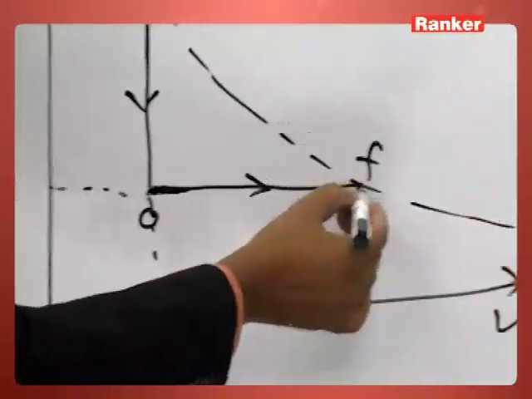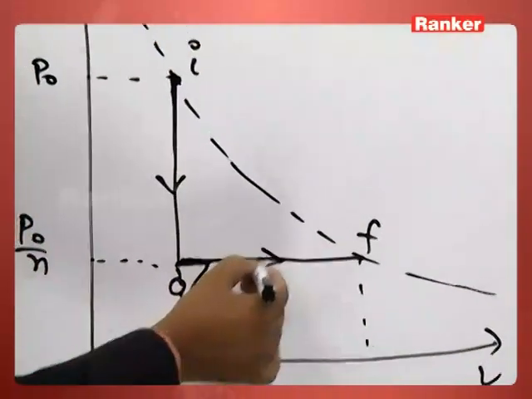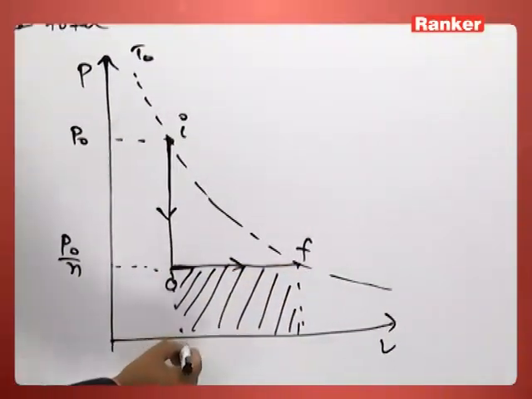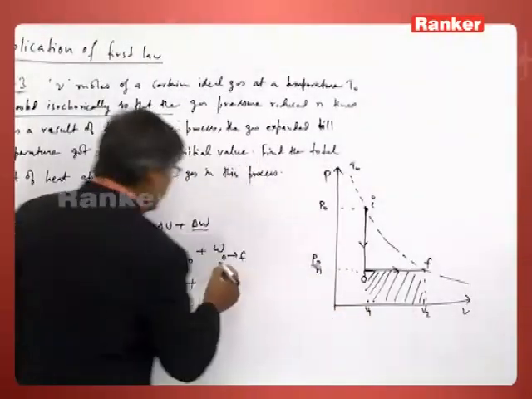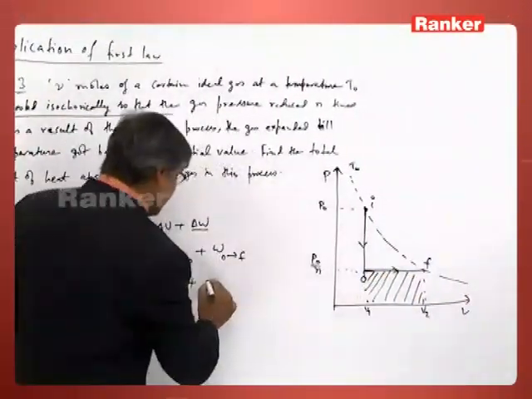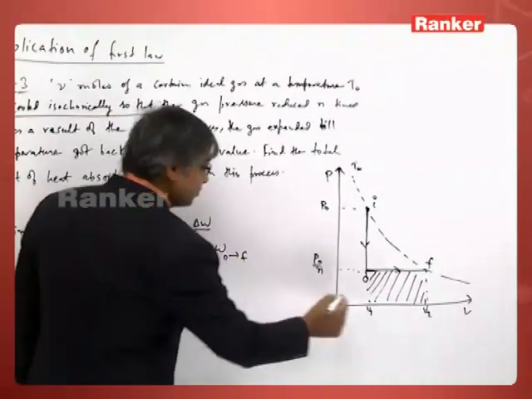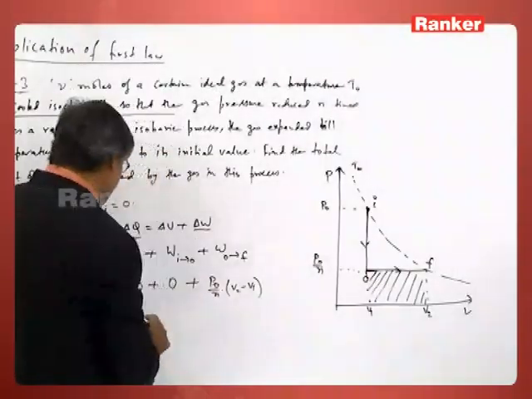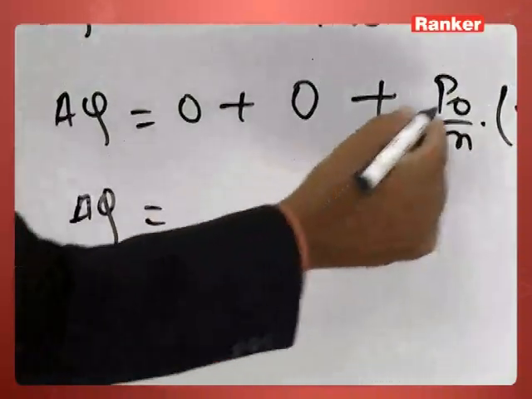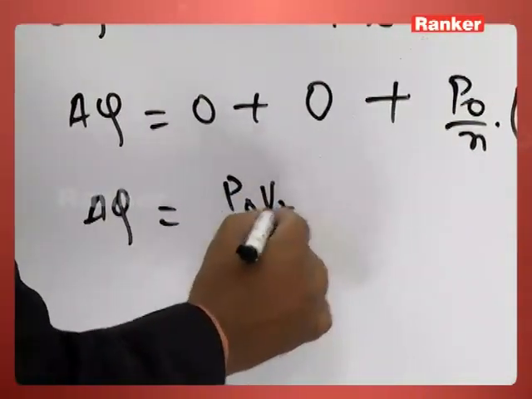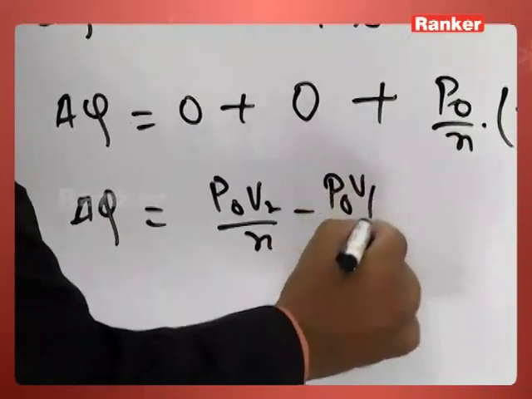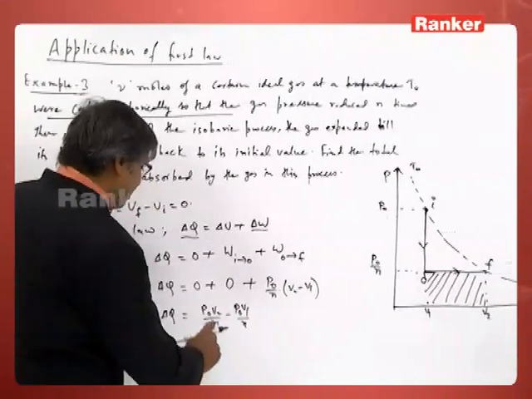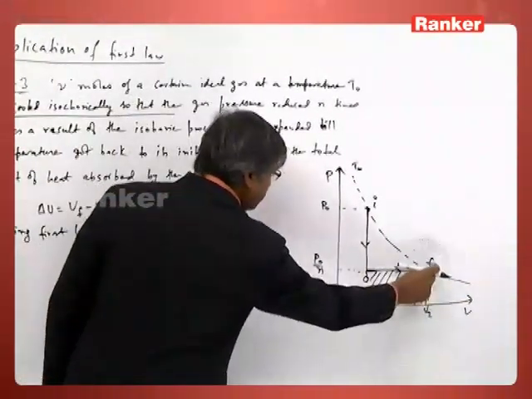You see, this is the area under this curve. So the area under this curve gives the work done during O to F. Suppose this is V1 and this is V2. So we have the area under the curve as P naught by n into V2 minus V1. So delta Q is equal to P naught V2 by n minus P naught V1 by n.